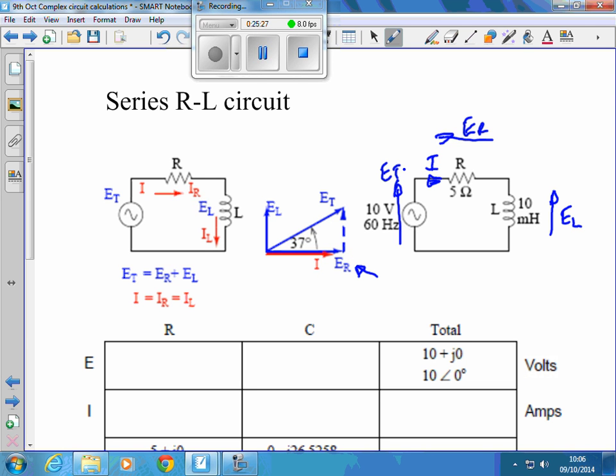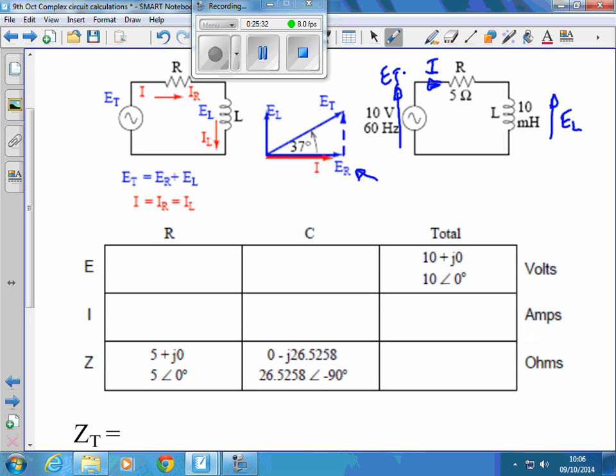Okay. Because what we can do, and I've done this a little bit in the notes, is create a table and then fill in what we know and calculate all the other results. So we know we're applying, for instance, 10 volts, and 10 volts plus 0J, 10 angle 0 degrees. The impedance of the resistor, Z, is just 5 ohms, 5 plus J0, 5 angle 0. So I'll put them in both forms in the table, just in case we need them.